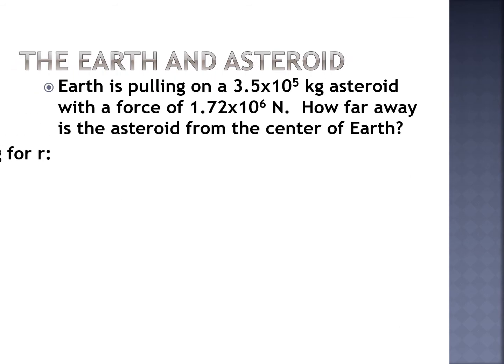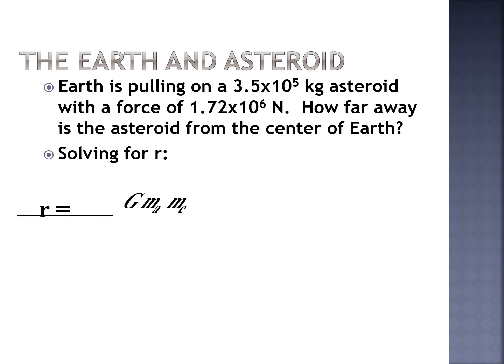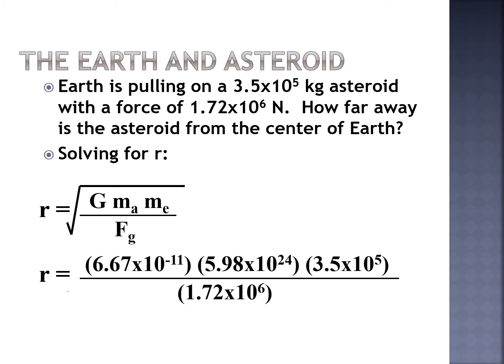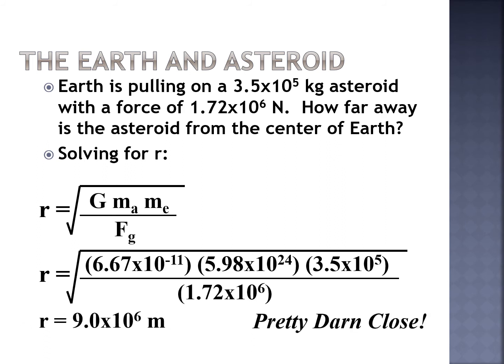All right, so let's talk about an asteroid that's coming towards Earth. Earth is pulling on a 3.5 times 10 to the 5th kilogram asteroid with a force of 1.72 times 10 to the 6 newtons. How far away is the asteroid from the center of the Earth? Solving for the radius, we would basically switch the radius squared and the force of gravity, and then square root both sides. So rearranging the equation, it would look like this. We go ahead and plug in our numbers, which you get from the problem above, and you see that the radius is going to be 9.0 times 10 to the 6 meters.